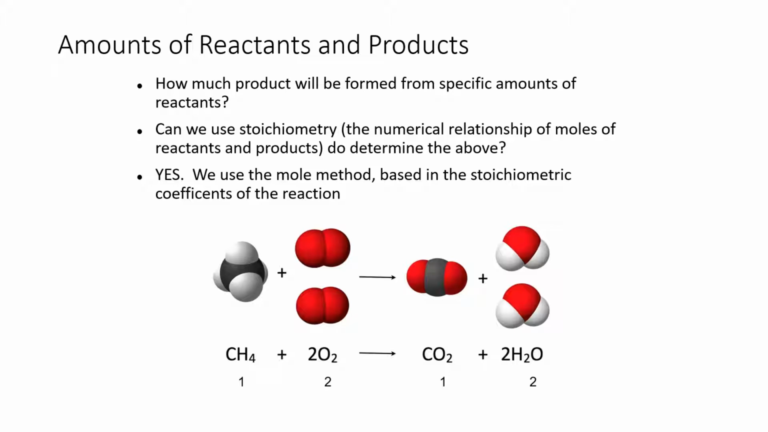Now for this reaction here, the combustion of methane, CH4, in oxygen to produce CO2 and water, we see that our stoichiometric coefficients are 1, 2, 1, and 2, respectively. So anytime you have a number before a particular molecule or compound, that's its stoichiometric coefficient, and if a number is not written, it is implied that that number is 1.